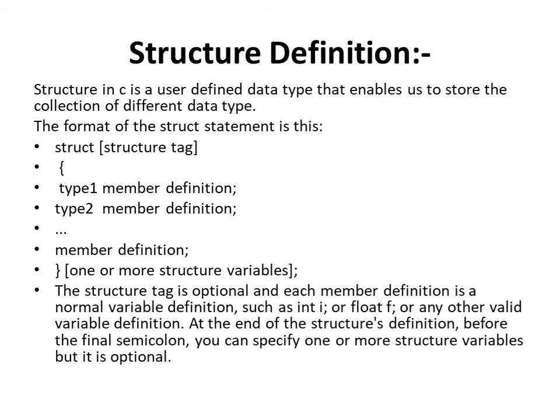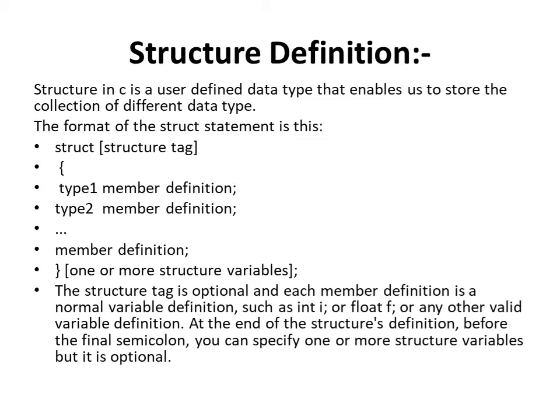The members are declared within the curly braces. After the tag there is an opening brace, and after the last member definition there is a closing brace. In between, the data types should be declared. As I told, it may be anything. Type 1 may be int, type 2 may be character, type 3 may be float, or any combination of these. The closing brace must end with a semicolon.